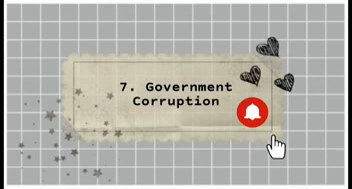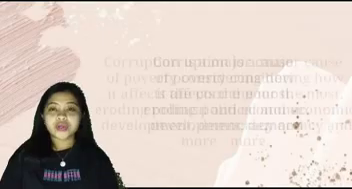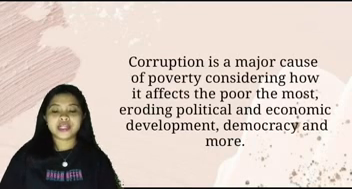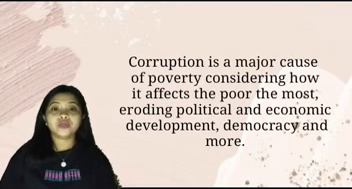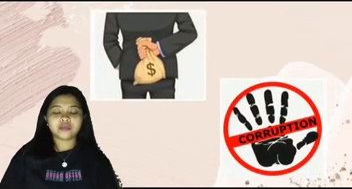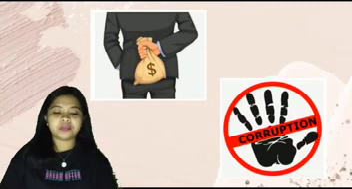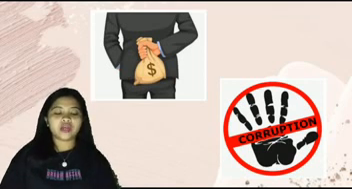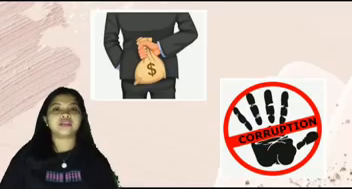Next is government corruption. Corruption is a major cause of poverty considering how it affects the poor the most, eroding political and economic development, democracy, and more. Corruption can be detrimental to the safety and well-being of the citizens living within the corrupted vicinity and can cause an increase in violence and physical threats without as much regulation in the government.